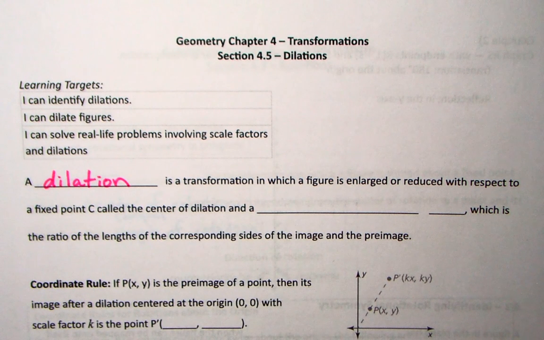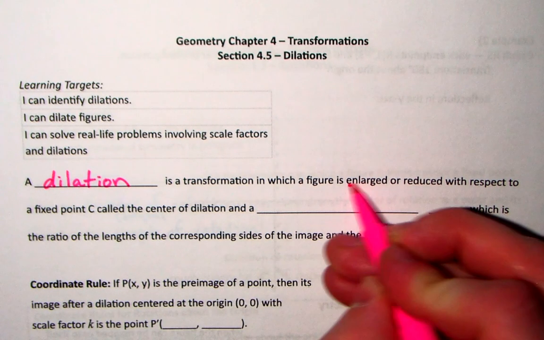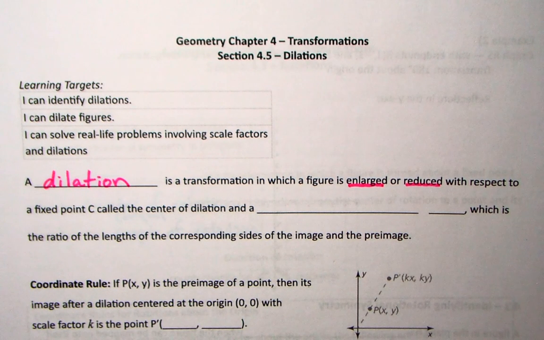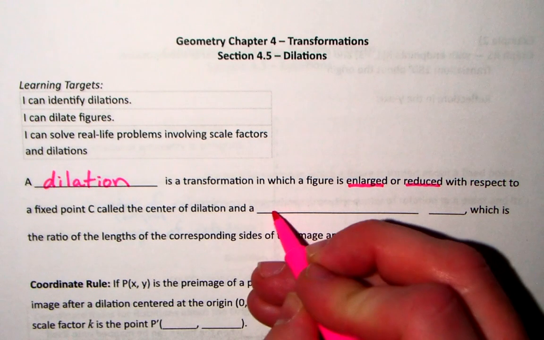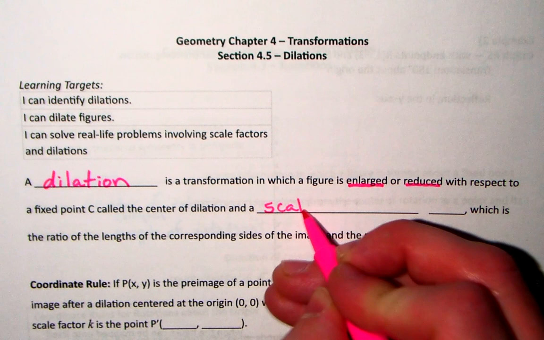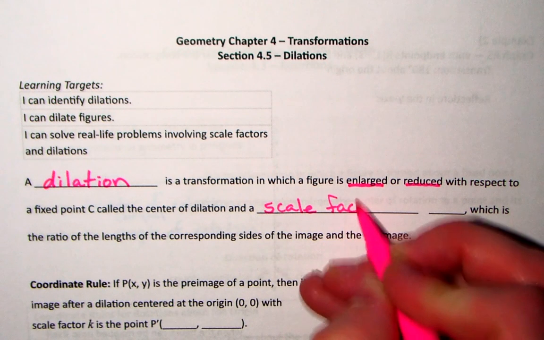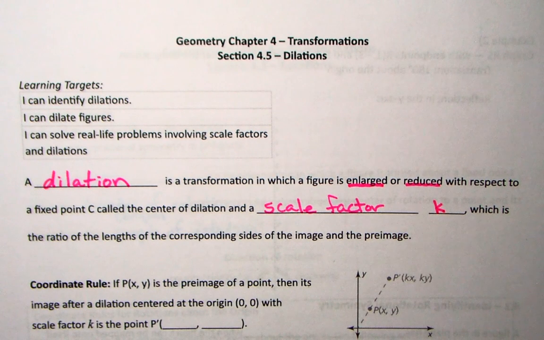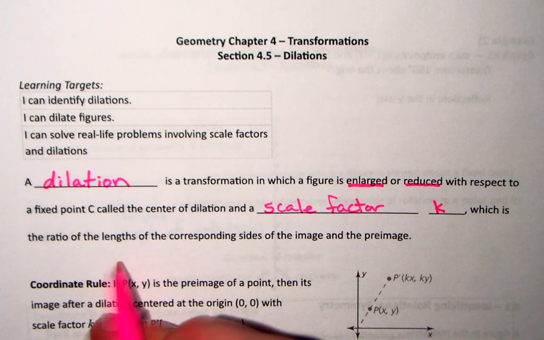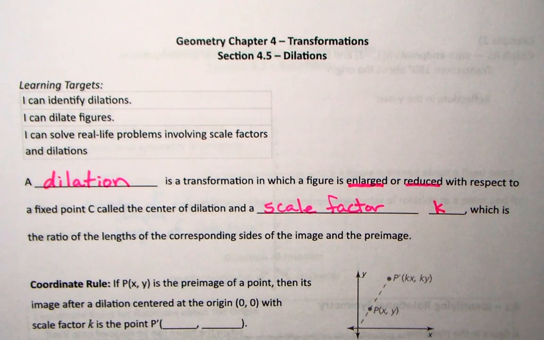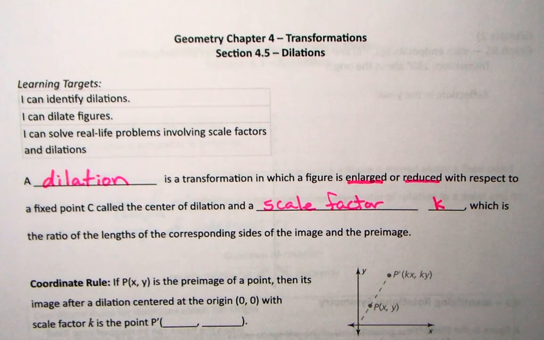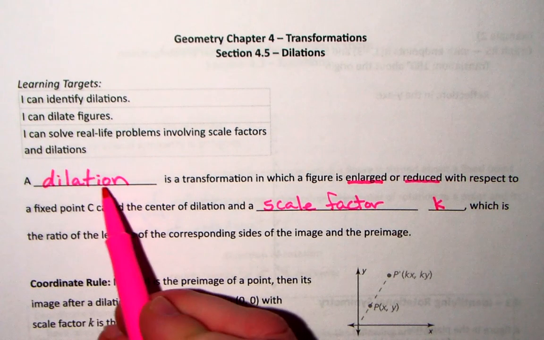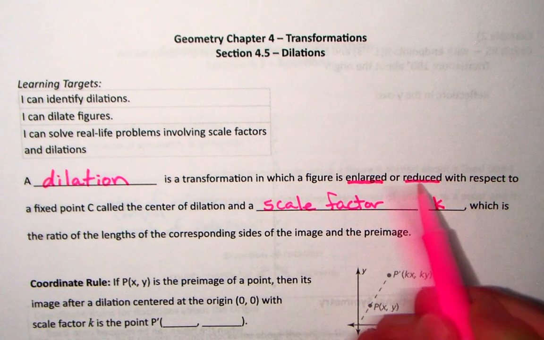is a transformation in which a figure is enlarged or reduced with respect to a fixed point C called the center of dilation and a scale factor, which is known as K, which is the ratio of the lengths of the corresponding sides of the image and pre-image. All of that is going to make more sense. Key things here, we're talking about dilations. Dilations make things bigger or smaller.